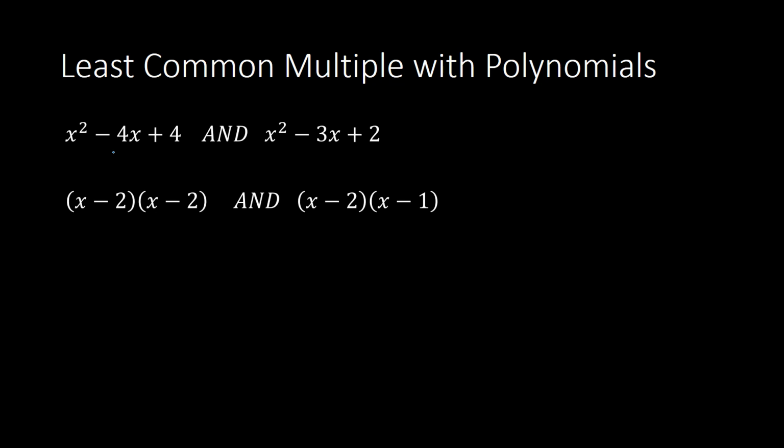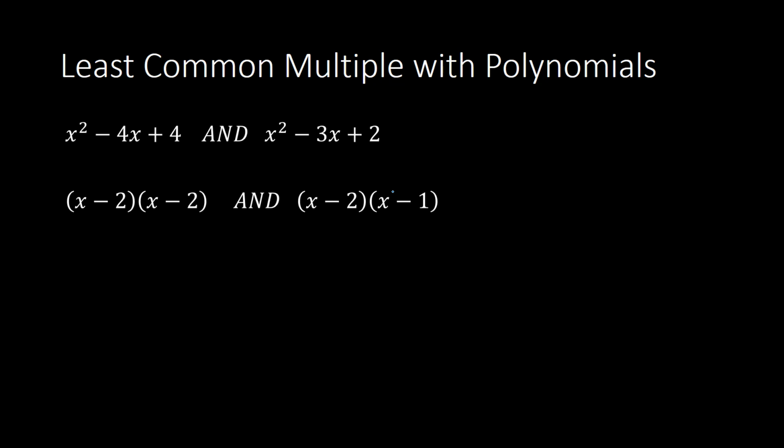Now the question is, what if it's not factored already? So what if you had something like this? x squared minus 4x plus 4 and x squared minus 3x plus 2. Now if it's not factored already, we need to factor first and then find the least common multiple. So right here, x squared minus 4x plus 4, I can factor that. And by the way, if you forget how to do this, maybe brush up on a previous lesson. But when you factor, you get (x minus 2) times (x minus 2). This other one, when you factor, you get (x minus 2) times (x minus 1).